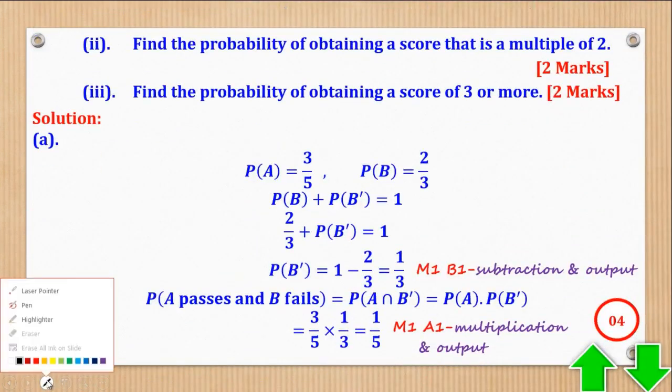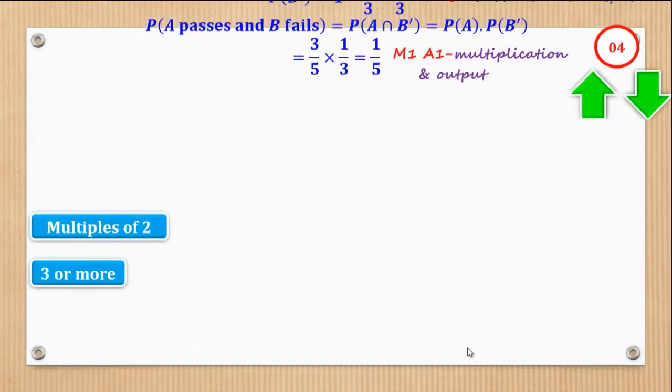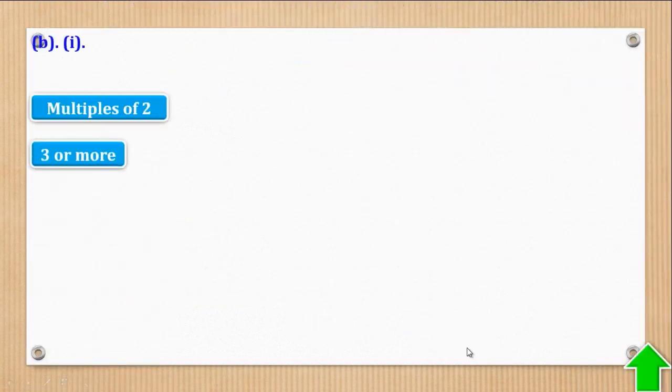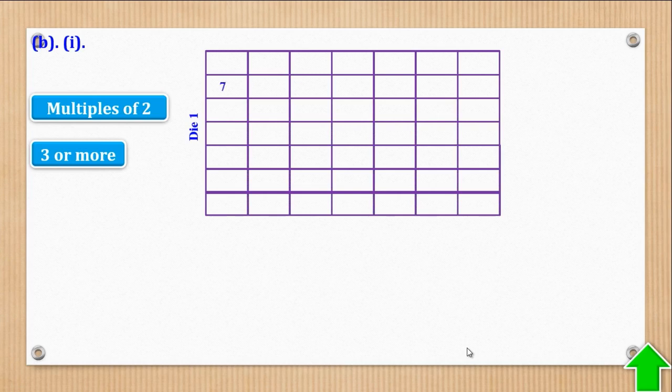And Roman 2, find the probability of obtaining a score that is a multiple of 2. And Roman 3, find the probability of obtaining a score of 3 or more. So I'm going to start with Roman 1, where you have to write a possibility space. We shall need to draw a table having the labels on die 1 and the labels on die 2.